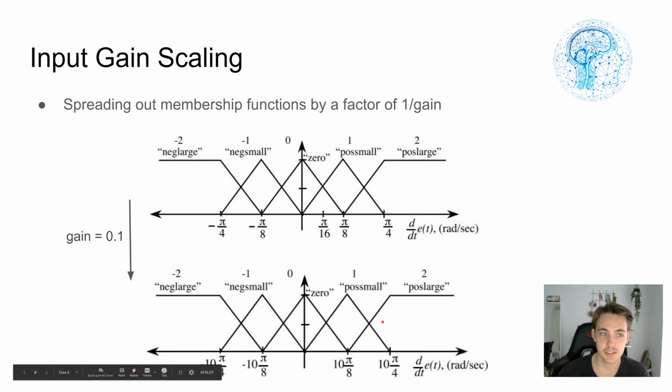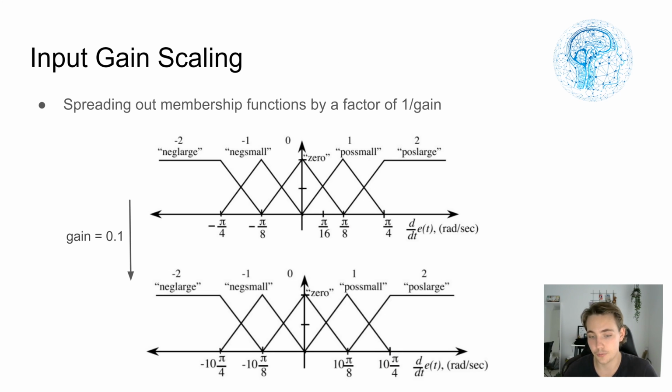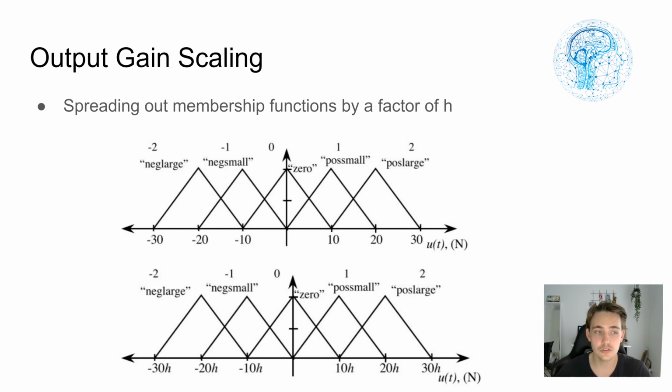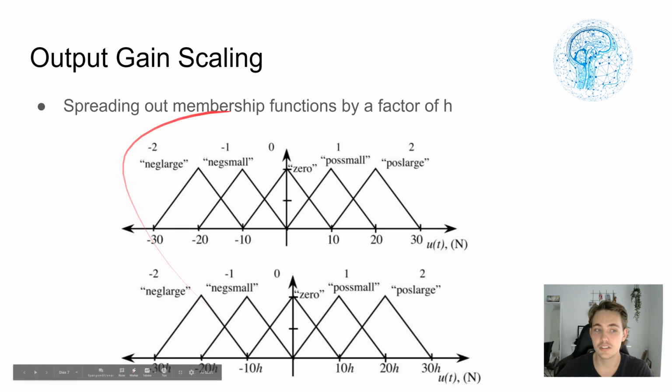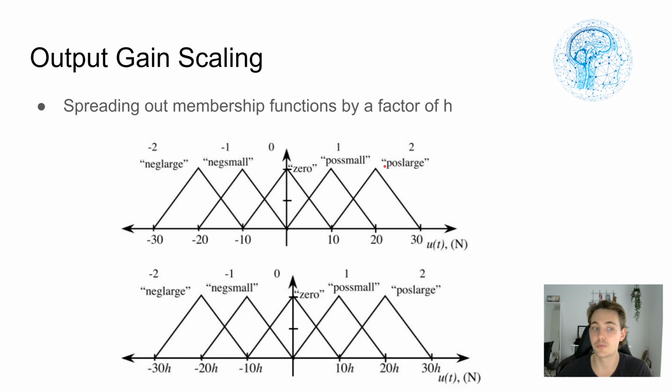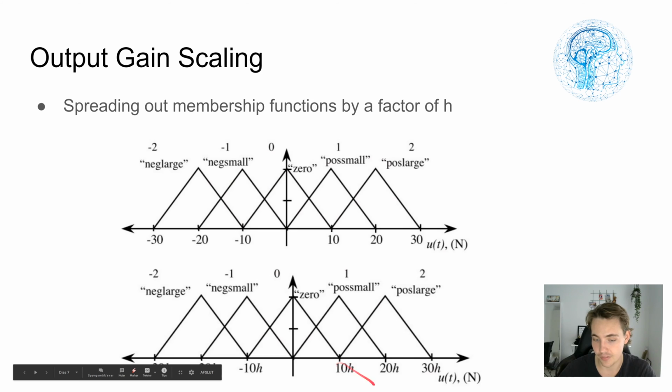So we can scale our input gains in our FuzzyLite controller to tune it, so it fits better to our application. We can also have output gain scaling. So it's not only on the input, we can also scale our output. It's again just like we're spreading out the membership functions, but this time we're spreading them out with a factor of h. So here we have our membership functions again, and we just scale them by a number of h. So we can spread our membership functions more like we could with the input scaling.